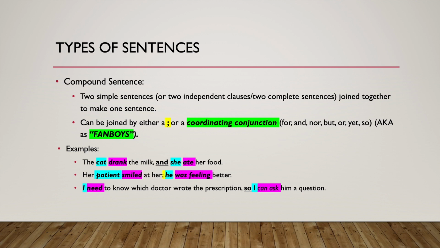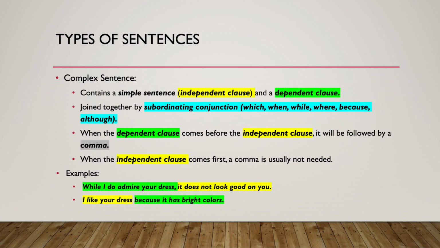Let's look at the last example. I need to know which doctor wrote the prescription, so I can ask him a question. And there again, we used one of the FANBOYS, so, a coordinating conjunction, to combine two complete sentences to form one, a compound sentence. And don't forget, there's always a comma before the coordinating conjunction.